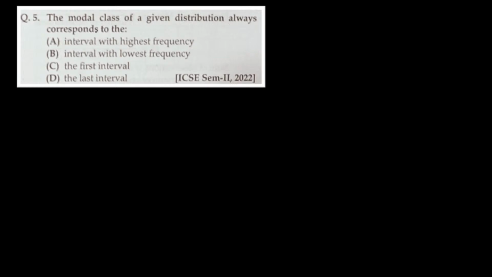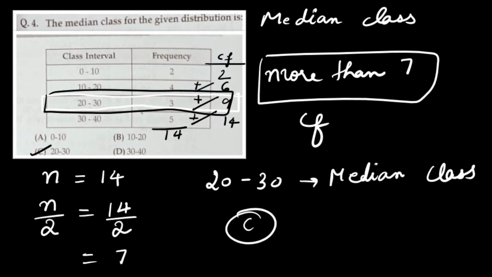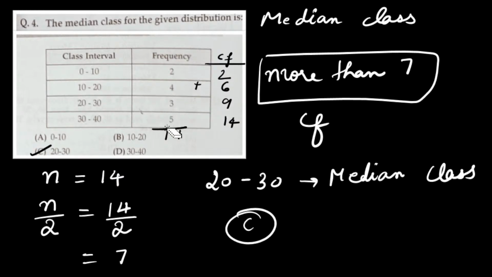Yes, so question number 5. The modal class of the distribution. So median class and modal class, you should know how to find. See, modal class, how to find? I'll just take the previous example only. You just have to see, like in the previous question, one distribution is there. For calculating mode, you have to see which interval has the highest frequency. Now frequencies which we have are 2, 4, 3, 5. So 5 is the highest frequency.